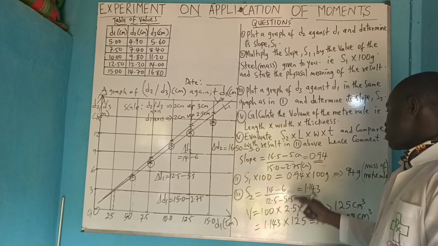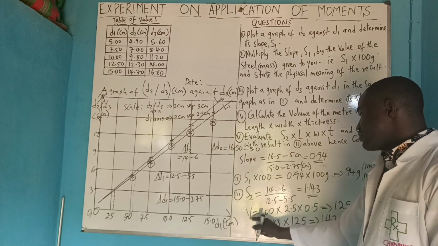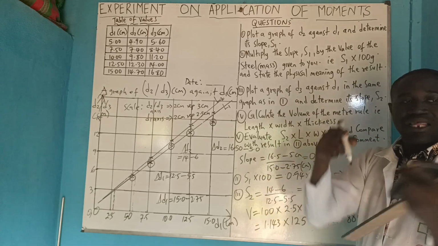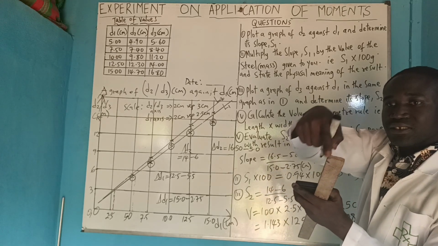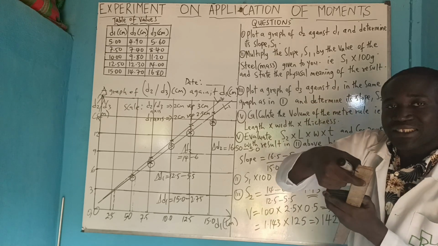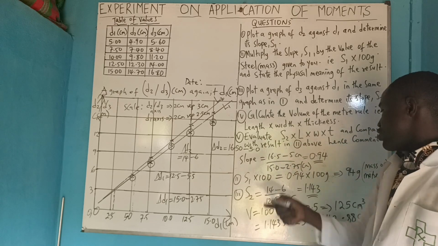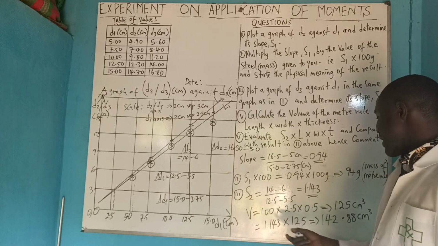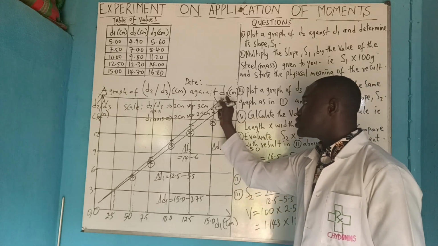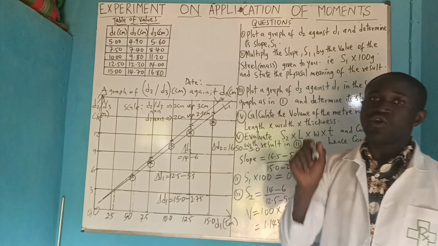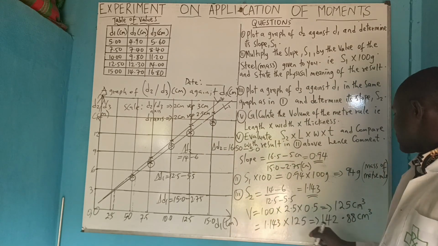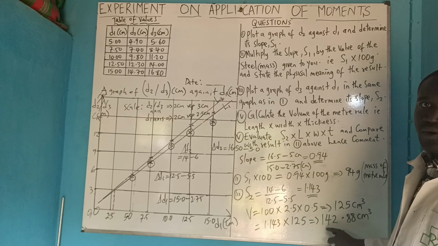Are you getting it? When you get it, then the volume is the total length of meter rule, which is 100 times the breadth, which is 2.5, times the thickness using vernier caliper, we have it to be 0.5. You multiply them to get 125. Use 125 to multiply the slope you get for L2. And so if you are done with that, this is the volume of the meter rule.